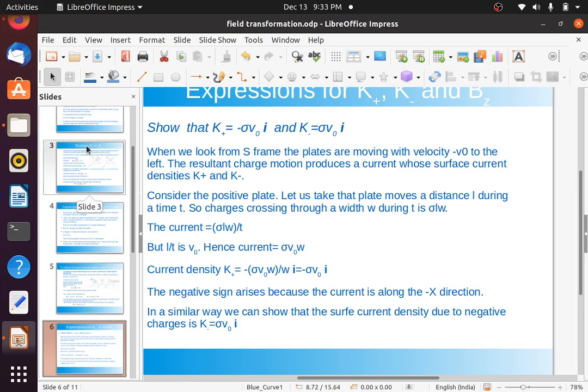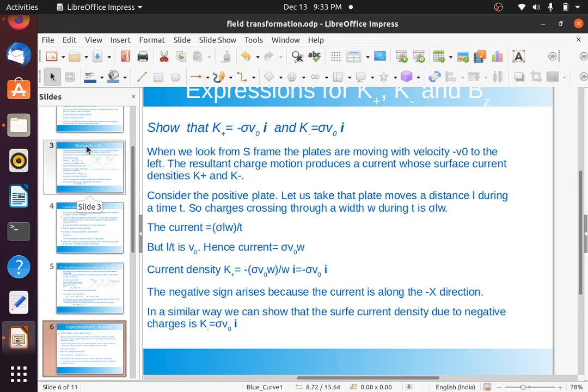K plus is minus, whereas the negative charges, while moving leftwards, give a current in the opposite direction, so it is in the positive direction. So plus I arises for K minus. So K plus will be along the minus direction and K minus will be along the plus direction. So we have understood how that sign arises.